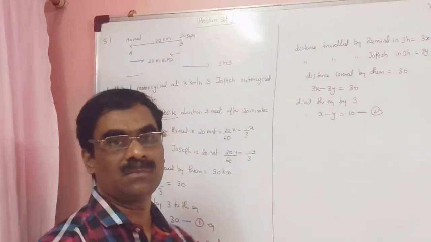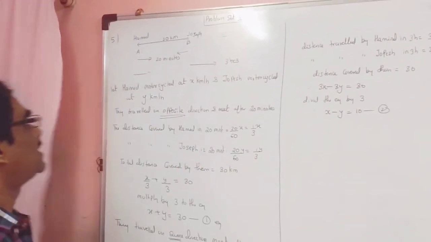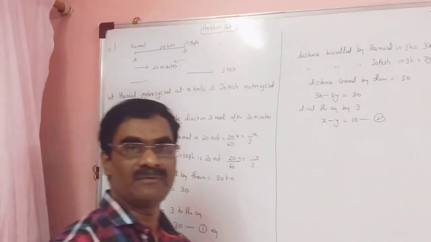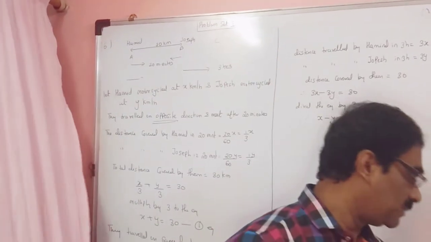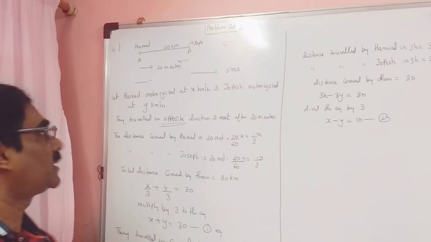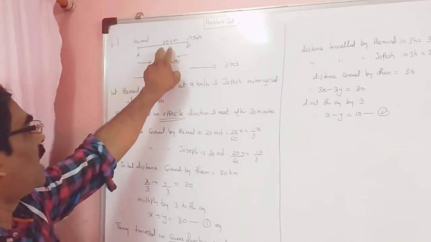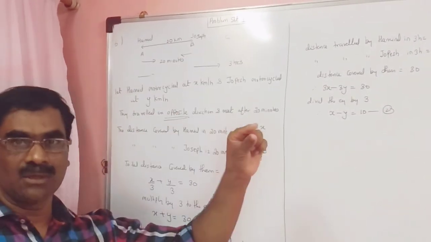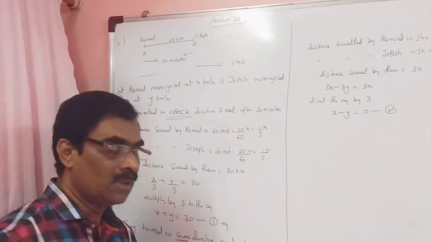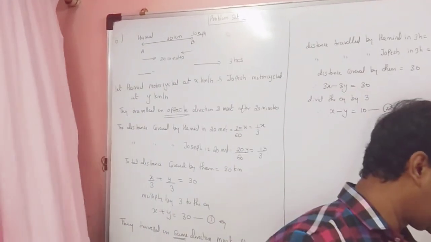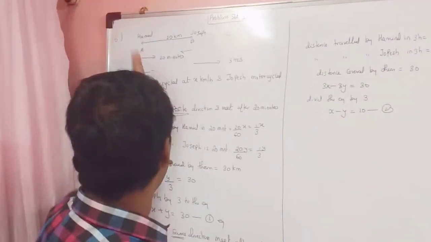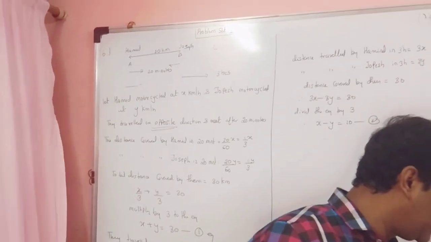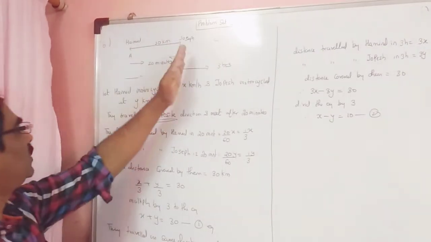Now the last sum of this chapter, sum number 6. This sum is about distance and time. Places A and B are 30 kilometers apart. There are two boys, Hamid and Joseph. Hamid travels from A to B, and at the same time, Joseph travels from B to A.